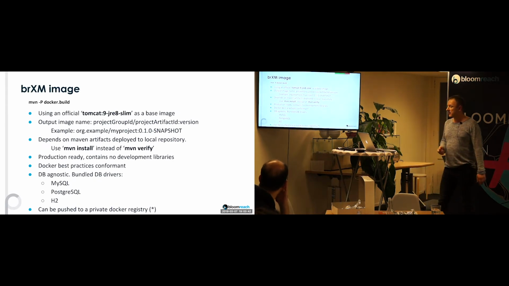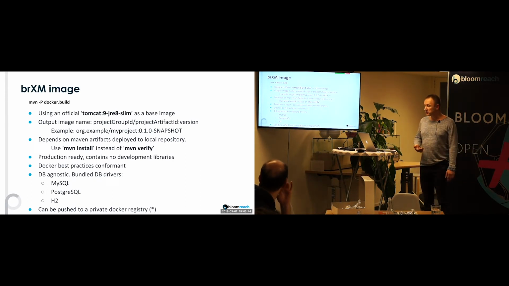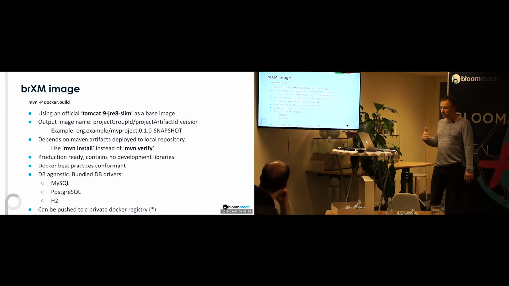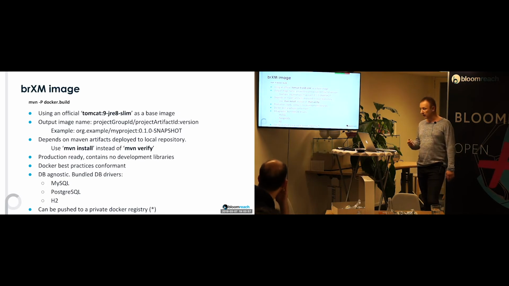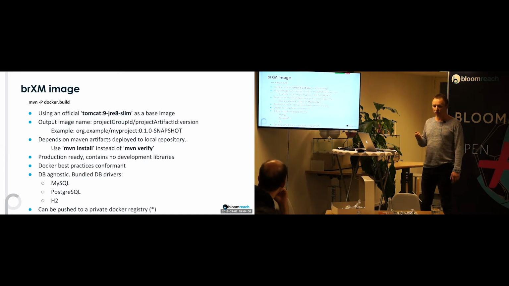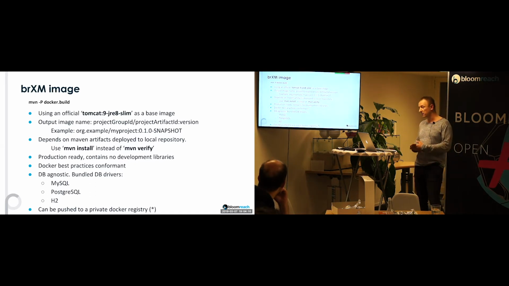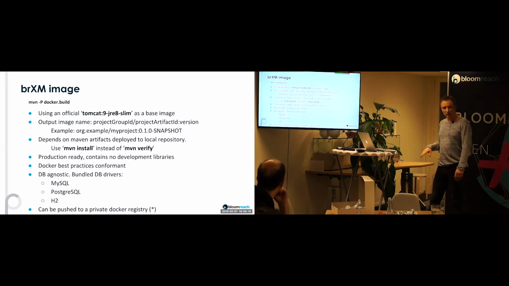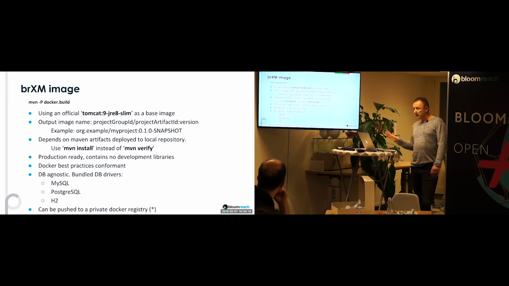So let's speak about the BRXM image. The BRXM image can be built using the Docker build Maven profile. Certain attributes of that image are that we are using the official Tomcat 9 image from Docker Hub. And the image we build is database agnostic. It means that it contains database drivers, well, not all, but the ones we support. In particular, those are MySQL, PostgreSQL, and H2 database.